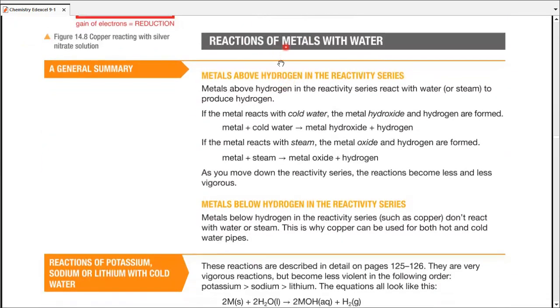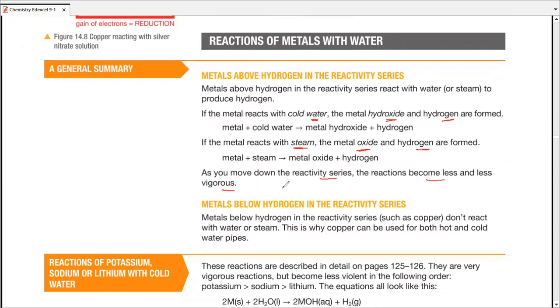So what usually happens is that when metals react with cold water, the metal hydroxide and hydrogen are formed. If the metal reacts with steam, which means the water is used in its gaseous form, it tends to form a metal oxide and hydrogen. As you move down the reactivity series, the reaction becomes less and less vigorous.